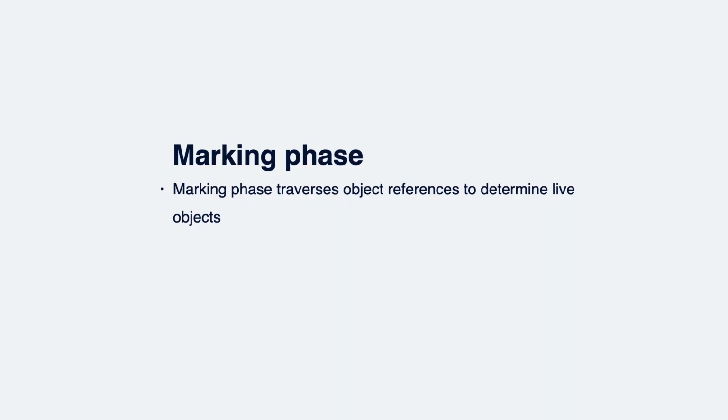We start the garbage collection cycle with the marking phase. This is the phase where we determine which objects are alive by traversing the object graph, reading the references of objects using a breadth-first traversal algorithm. For example, for an array, the references will be the contents of the array. For a hash, the references will be the keys and the values of the hash, and for an object, the references will be the instance variables of the object.